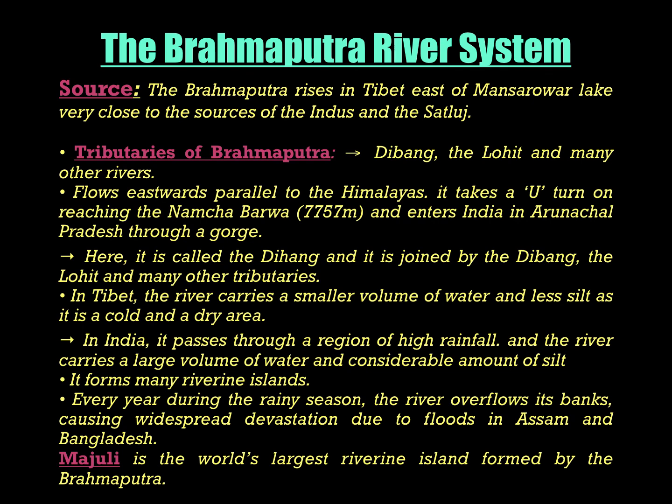It forms many riverine islands, meaning islands inside a river. Every year during the rainy season, the river overflows its banks, causing widespread devastation due to floods in Assam and Bangladesh. This river is also known as the Sorrow of Assam. Majuli is the world's largest riverine island formed by the Brahmaputra, that we have discussed in a recent video.